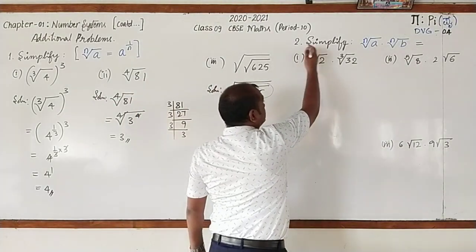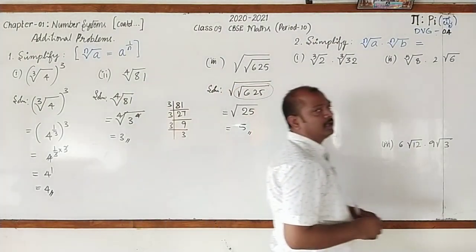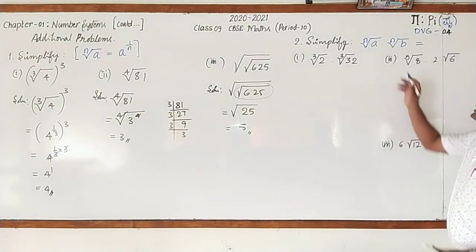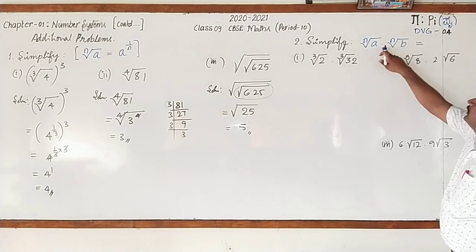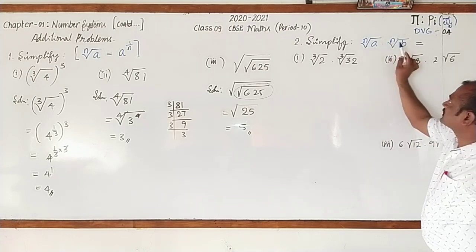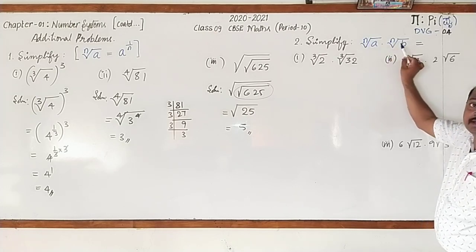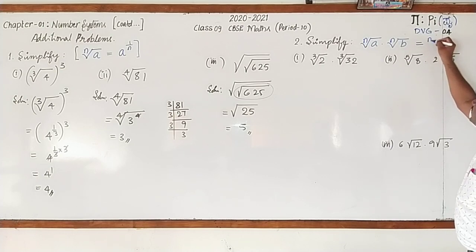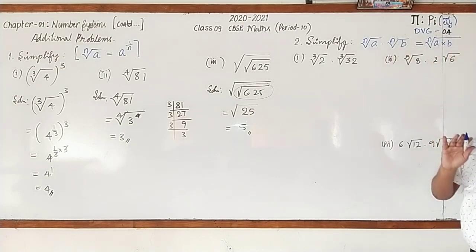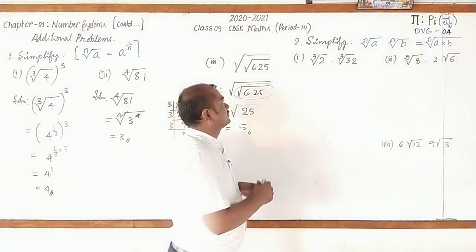Next, let's move on to the second type. Simplify, but here they have given two irrational numbers: nth root of A into nth root of B. You can notice that in both, the order is the same and the radicands are different. This can be written as nth root of A into B. Got it? Okay. Based on this, let's go for solving these problems.